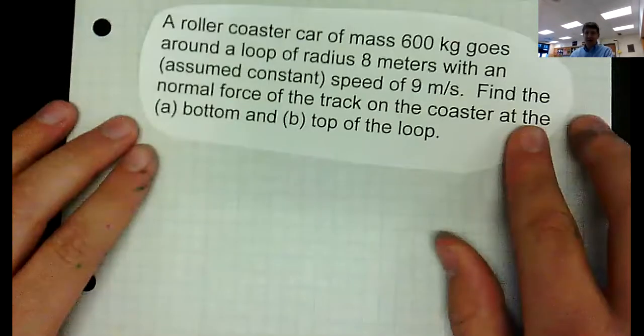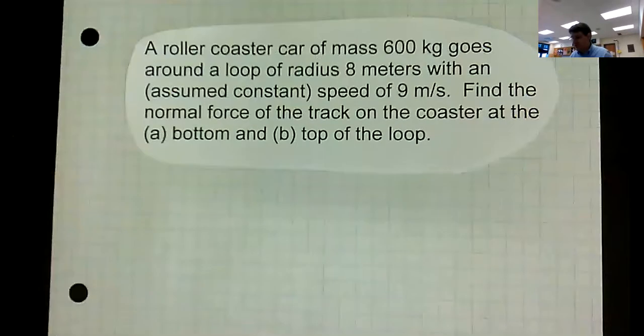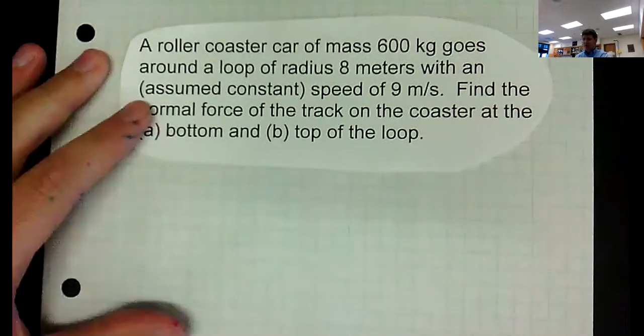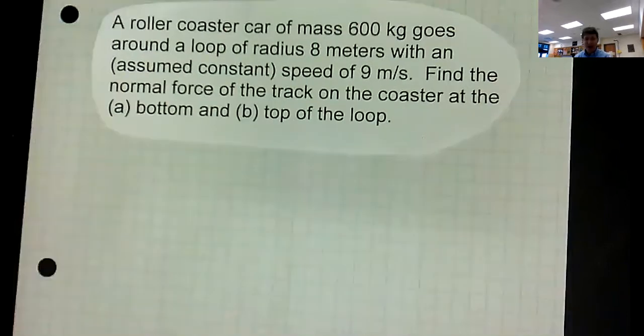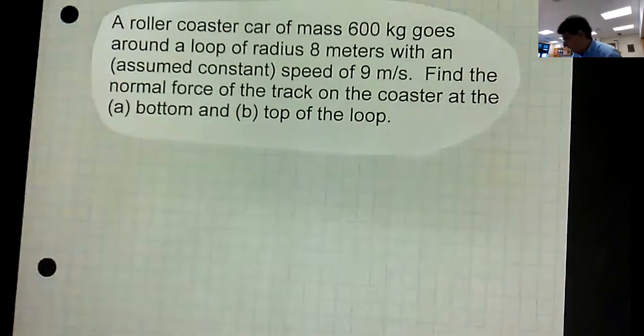All right, cool. So here's what I want to think about. The example problem we're going to do is this. A roller coaster car of mass 600 kilograms goes around a loop of radius 8 meters with a constant speed of 9 meters per second. Find the normal force of the track on the coaster at the bottom and the top of the loop.